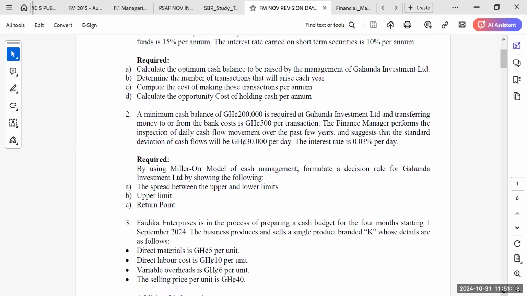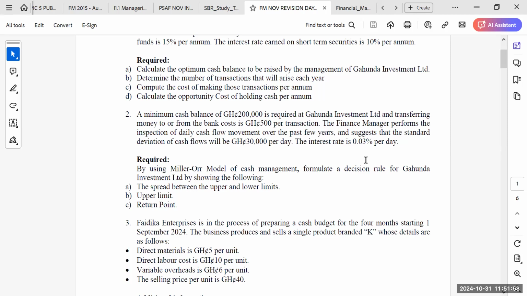A minimum cash balance of 200,000 Ghana cedis is required at Gawunda Investments Limited, and transferring money to or from the bank costs 500 cedis per transaction. The finance manager performs the inspection of daily cash flow movement over the past few years and suggests that the standard deviation of cash flow should be 30,000 cedis per day. The interest rate is 0.03% per day. Required: by using the Miller-Orr model of cash management, formulate a decision rule for Gawunda Investments Limited by showing the following. A, the spread between the upper and lower limits. B, upper limit, and C, the return point.